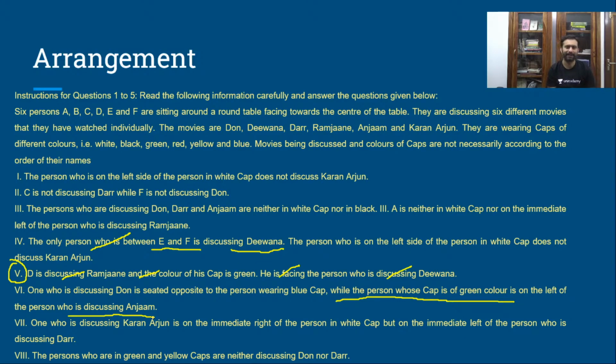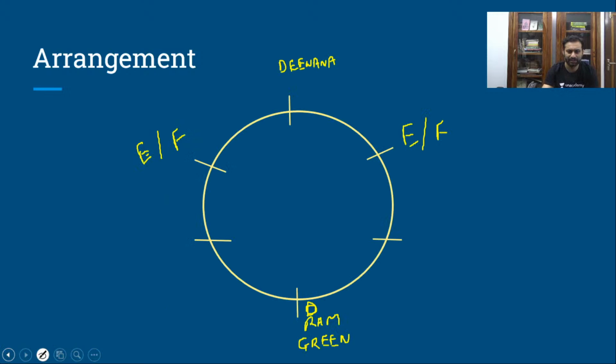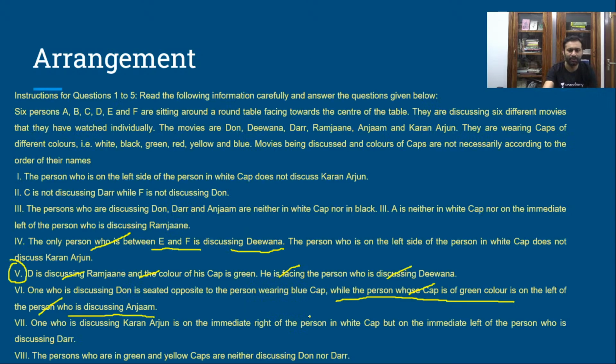You are getting organized. You are using data which you already know. So, green is to the left of Ansham. Now the maximum information that I have is about Divana, Ram Jane, and Ansham, right? So I try to use that only.